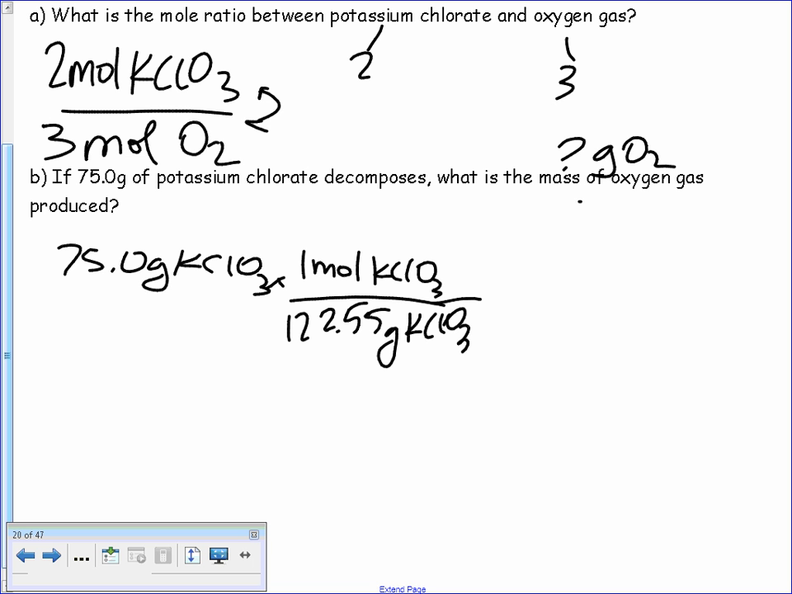You've got to calculate molar mass. So grams of potassium chlorate, that shows us we're in a good place because now we're in moles of potassium chlorate. Yes, we're in moles of this thing. I want to go to another thing. Moles of oxygen. So how do I do that?